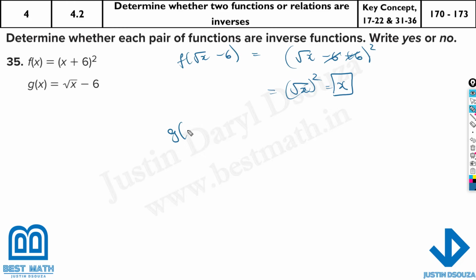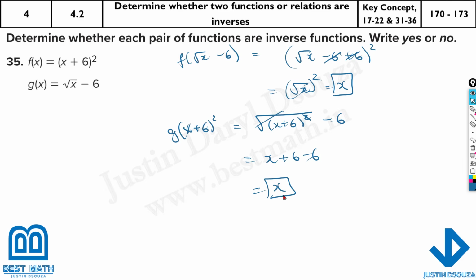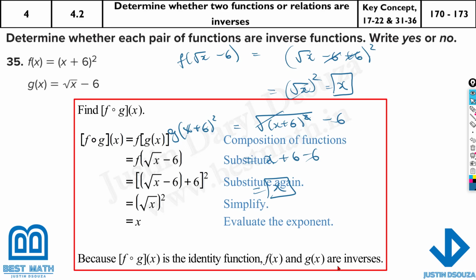We can try the other way around as well. It's going to be g of, what's the function f of x? It's x plus 6 the whole square. That's going to be square root of x plus 6 the whole square, minus 6. Square root and square cancel off, you have x plus 6 minus 6. You're remaining with x. So these are inverse functions. So yes, they are inverses.